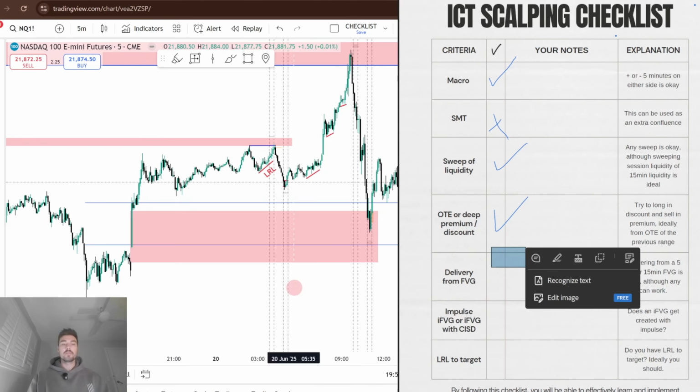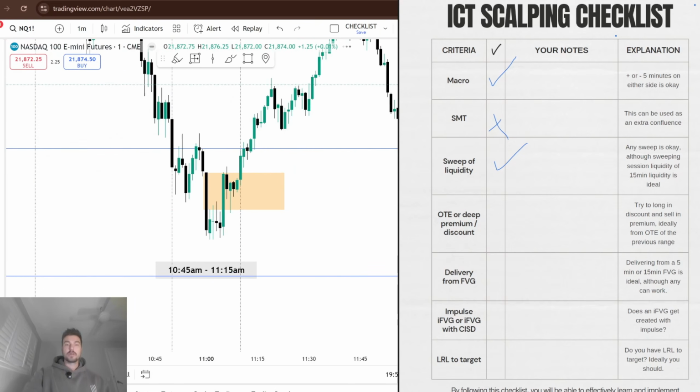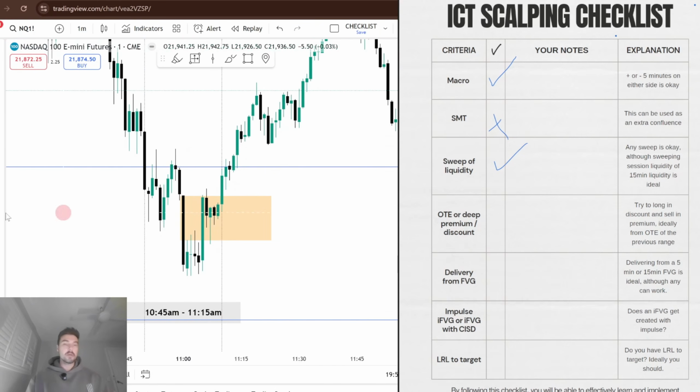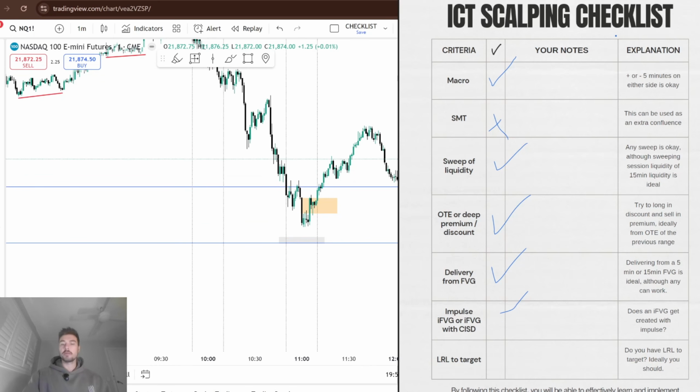So yes. Do we have impulse with a change in the state of delivery? Let me go back to the 1-minute chart, and I'll show you guys that one. Do we have impulse with a change in the state? We have impulse, no change in the state, but we do have impulse there. So I'm going to tick it, and then tick, and then tick. And then do we have low resistance liquidity to targets? Not really, right? So we're going to probably cross that.